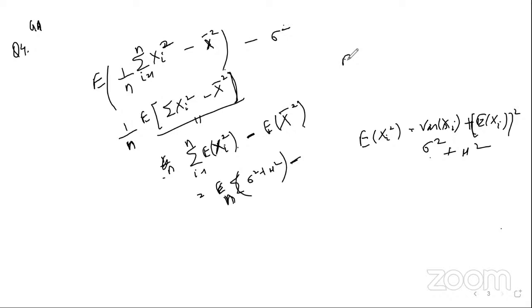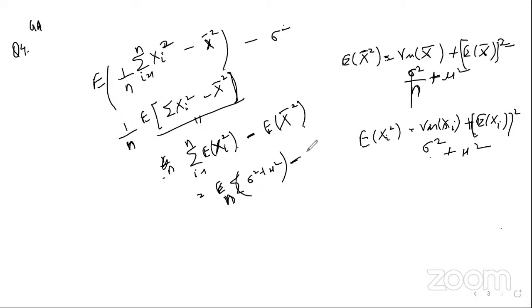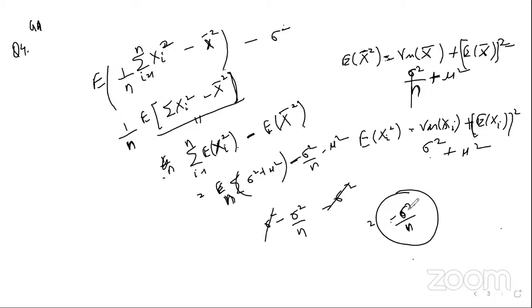So what is expected value of x bar square? It is going to be variance of x bar plus expected value of x bar whole square. Variance of x bar is sigma square by n, and expected value of x bar is mu, so this becomes sigma square by n plus mu square. So sigma square minus sigma square by n, and you had sigma here. So bias comes out to be minus sigma square by n. Right? Okay, yes.